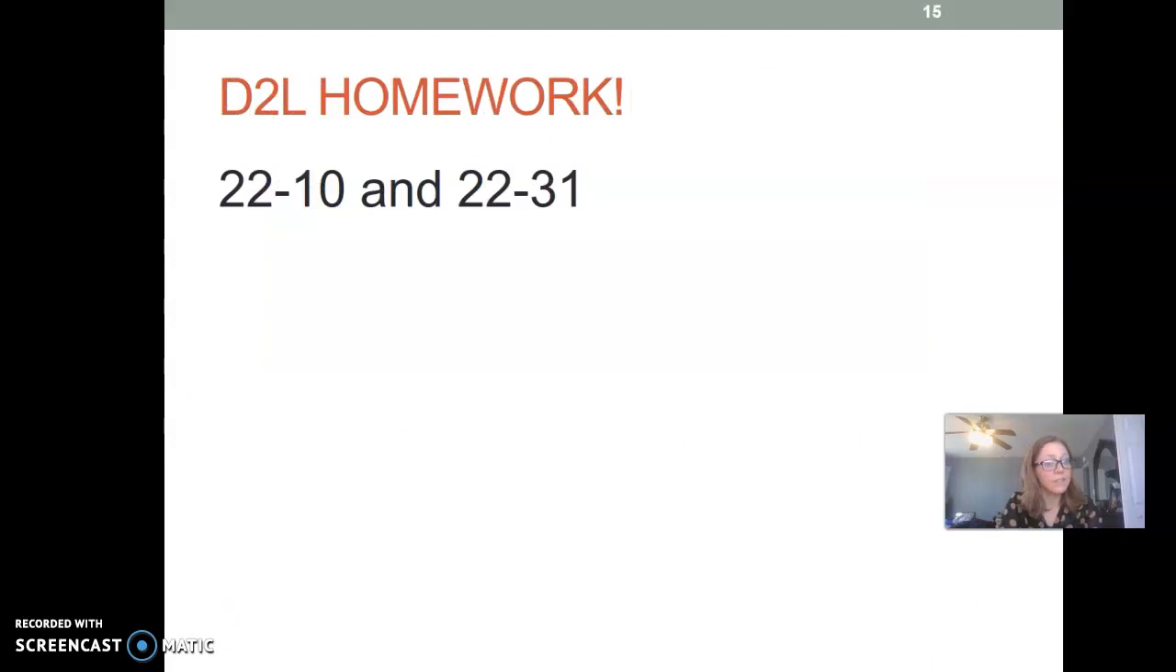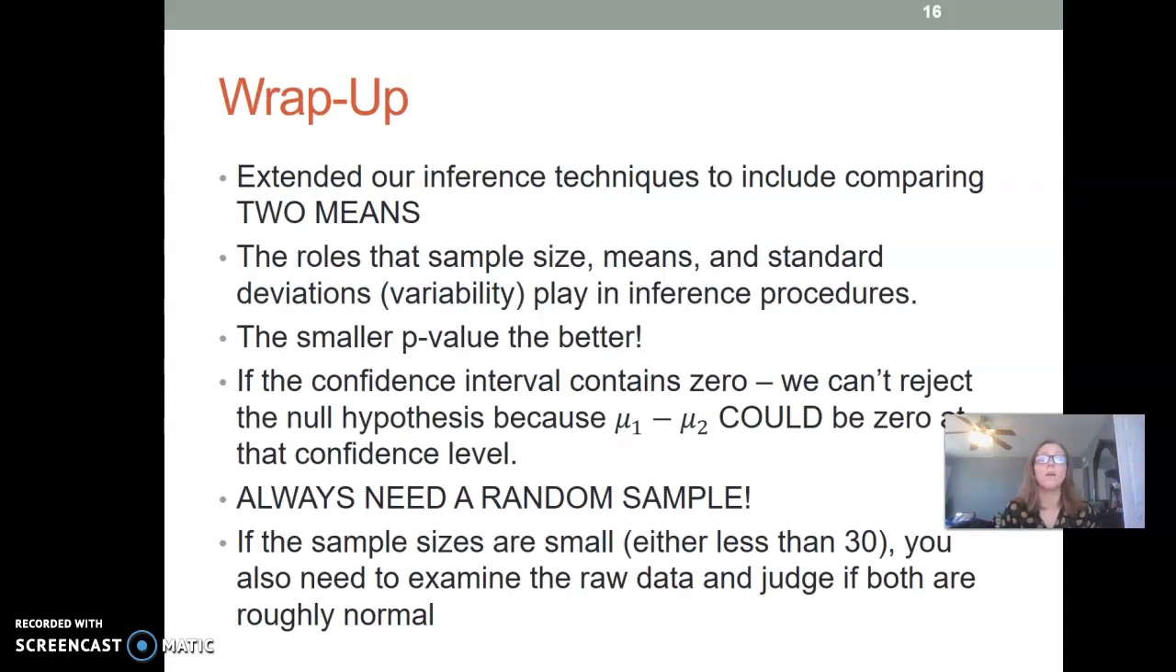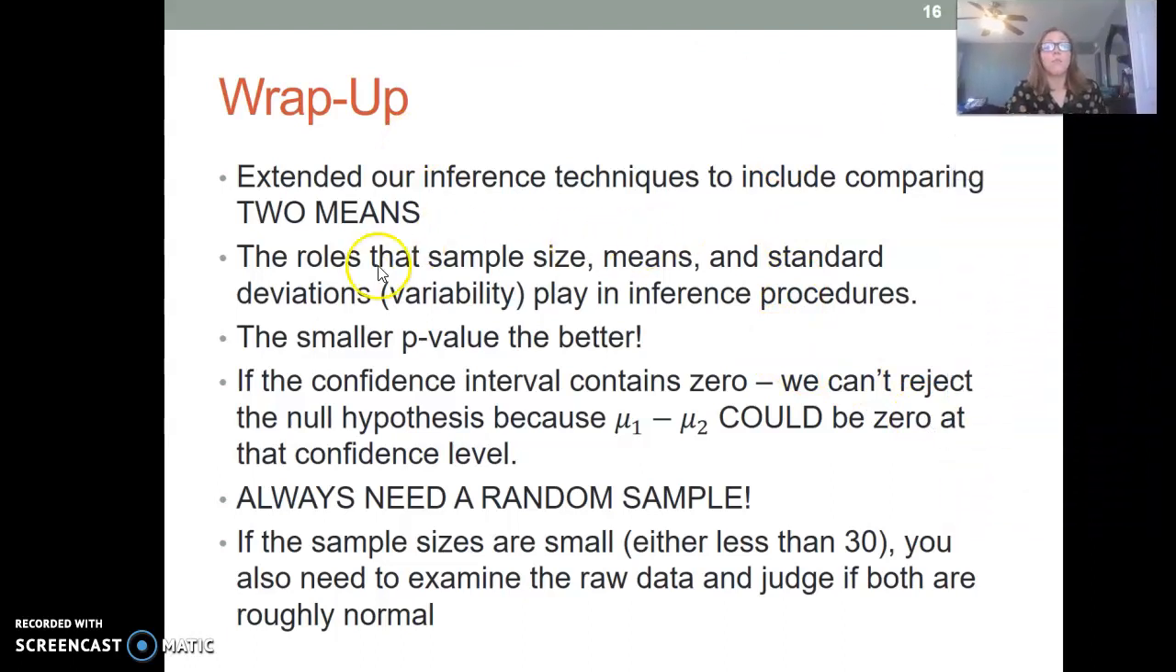In general, let's wrap up here. We extended our inference techniques to include comparing two means instead of just deciding what one mean was. We looked at the roles that sample size, the difference between the means, and standard deviations or variability play in inference procedures. And we reinforced that we want small p-values. Notice also with confidence intervals, if our confidence interval contains 0, we fail to reject the null hypothesis. So you want a confidence interval that's completely away from 0.